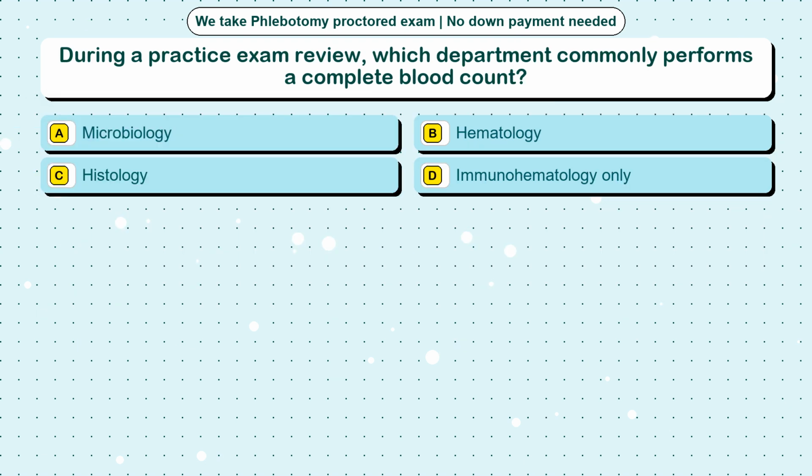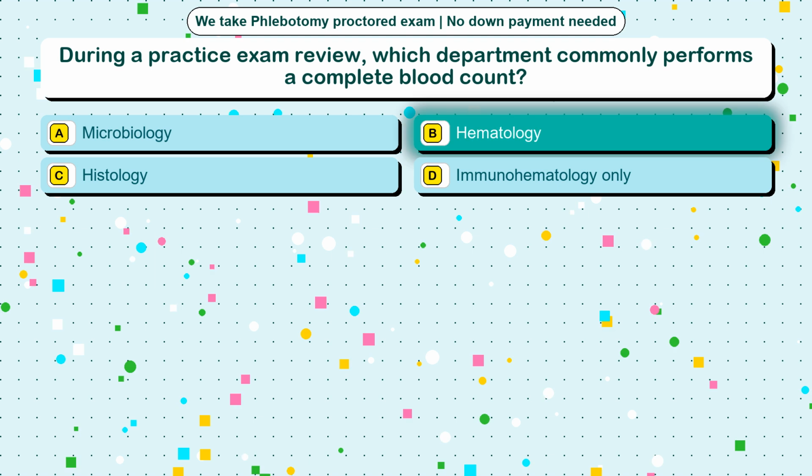Question 8. During a practice exam review, which department commonly performs a complete blood count? Option A. Microbiology. Option B. Hematology. Option C. Histology. Option D. Immunohematology only. The correct answer is option B, hematology.